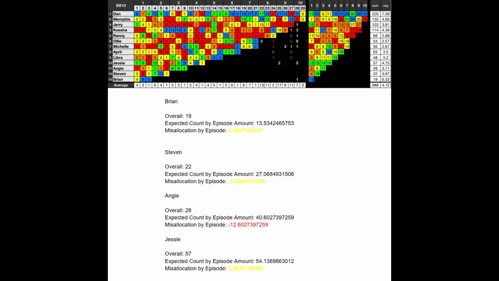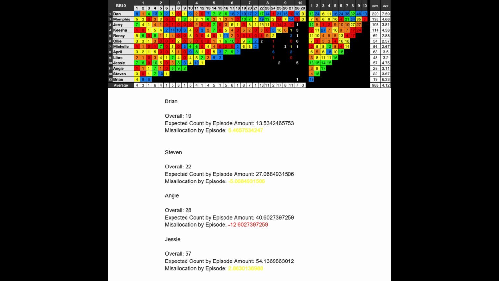Ryan had an overall diary room count of 19, and his expected count by episode amount is 13.53, causing a misallocation of 5.46, meaning that he is in the decent median where he has an accurate amount of diary room distribution. Steven has a diary room count of 22, and his expected count by episode amount is 27.06, causing a misallocation by episode of negative 5. So he's still in that perfect range of 10 to negative 10 of having an evenly distributed diary room count.